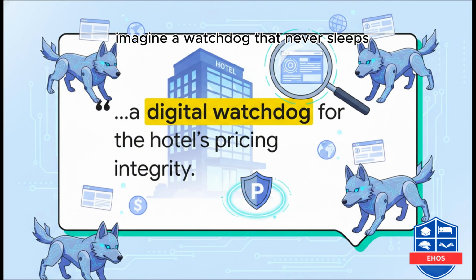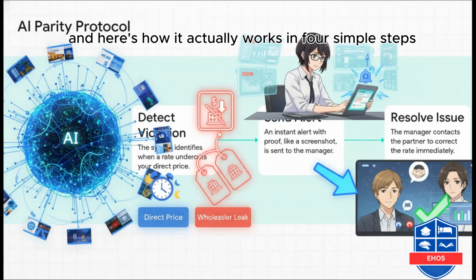Imagine a watchdog that never sleeps, never takes a break, and is constantly scanning the entire internet 24/7, just to make sure your prices are exactly what they're supposed to be. And here's how it actually works, in 4 simple steps.